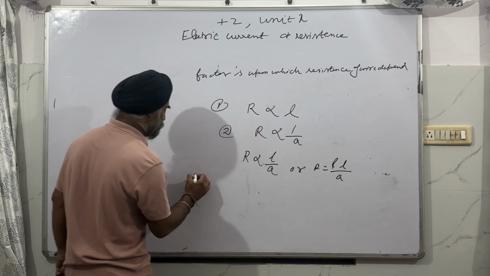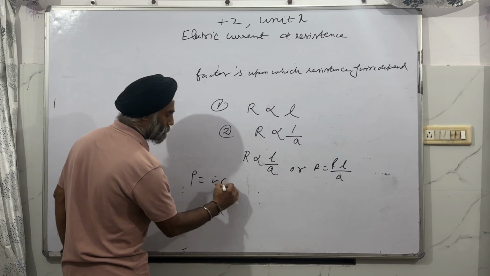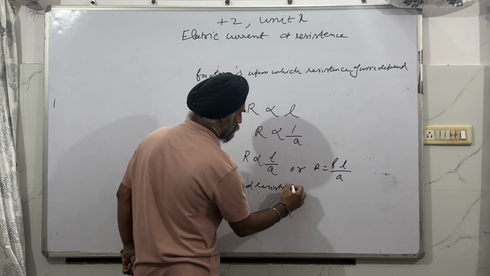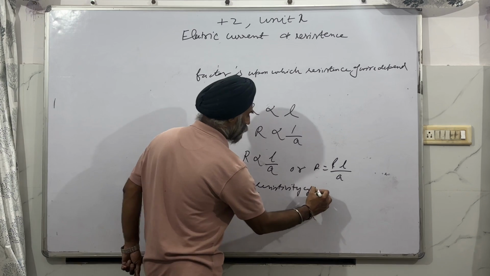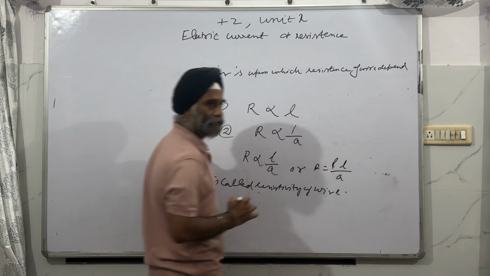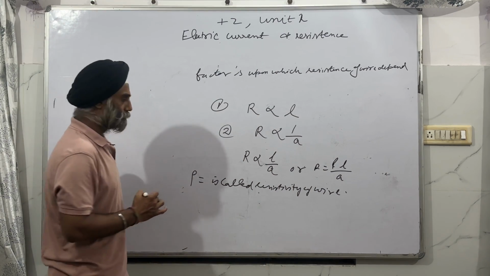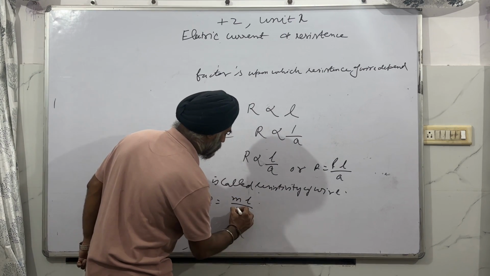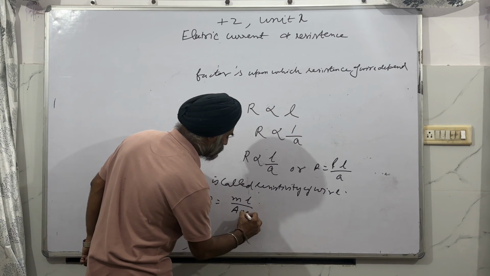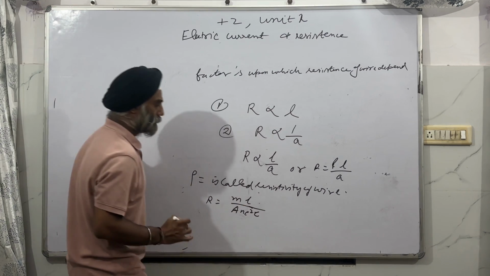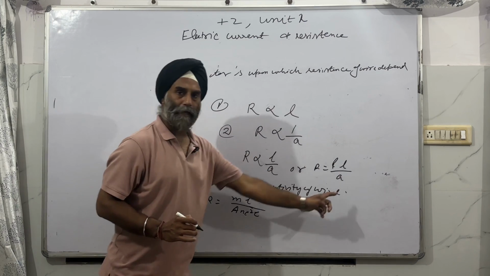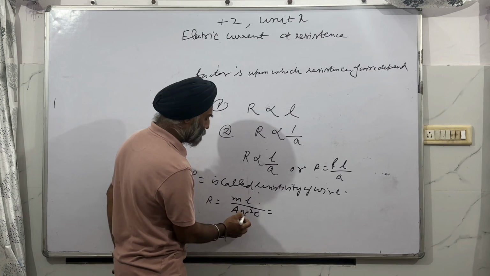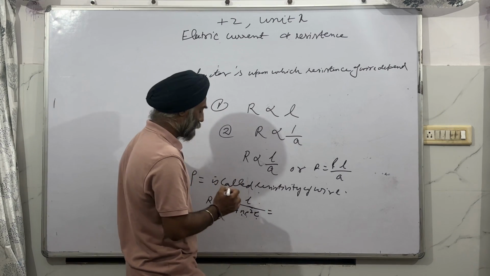Rho is called the resistivity of the wire. Now we have to derive the formula of resistivity in terms of drift velocity. As we know, R is equal to ml by A n e square into tau, but we require only L by A, so leave that aside. m, n, e and tau are all constants.